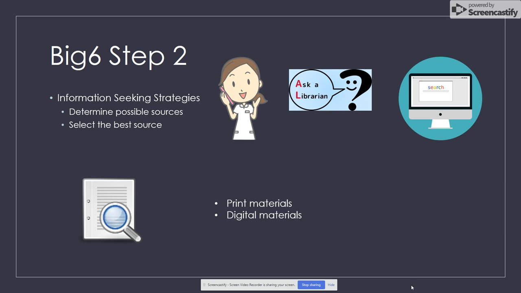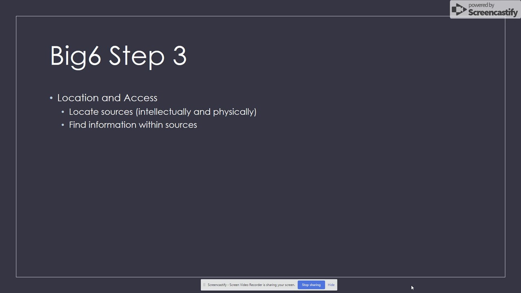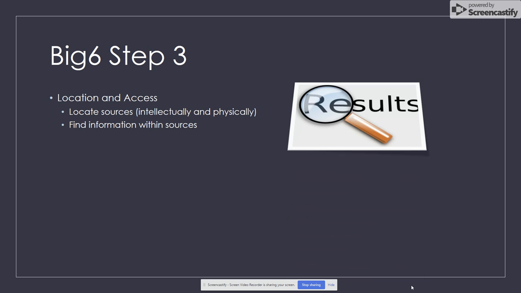Once you've decided on what the best sources would be, you're going to work on step 3, location and access. First, we're going to locate the sources, and then we have to find the information within the sources. So back to our pizza. We've decided to use a search engine on the internet. Once we choose an engine, we will need to locate the correct entry in the search results. Then, once we get the right website, we will have to find the online order form.